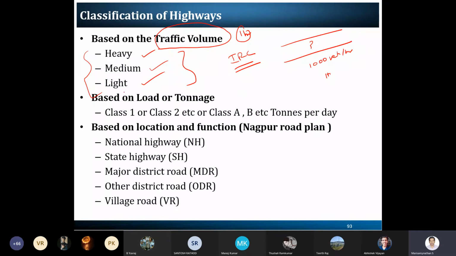Then, based on the tonnage load, later in the design of flexible pavement in the 4th unit, you might study class 1, class 2, class 3, class 4, or A to D.